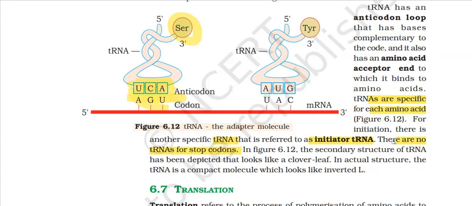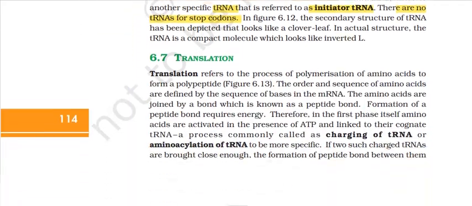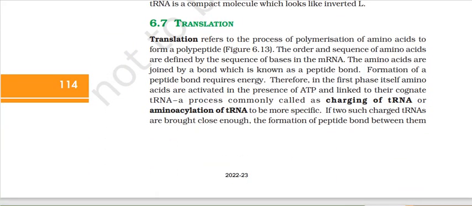Fine. Coming to translation. Translation refers to the process of polymerization of amino acids to form a polypeptide. The order and sequence of amino acids are defined by the sequence of bases in the mRNA. The sequence of bases on the mRNA is going to code for a certain polypeptide.